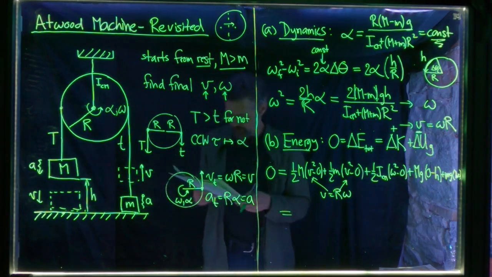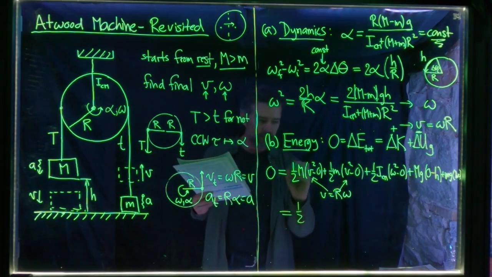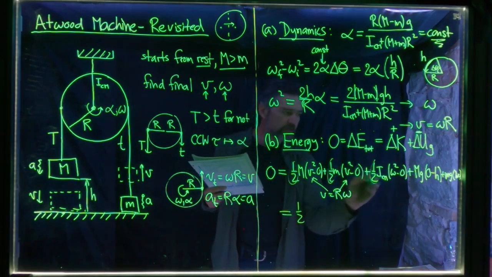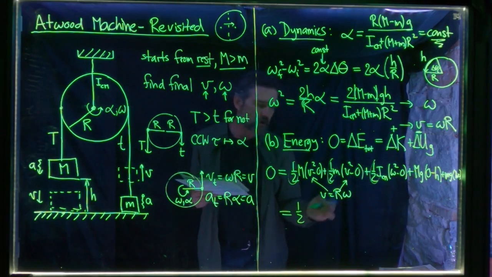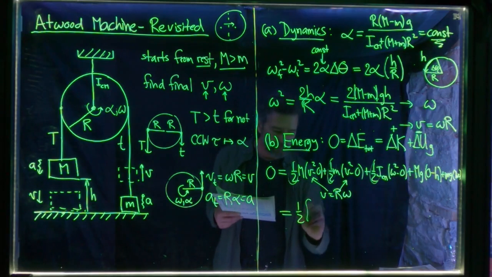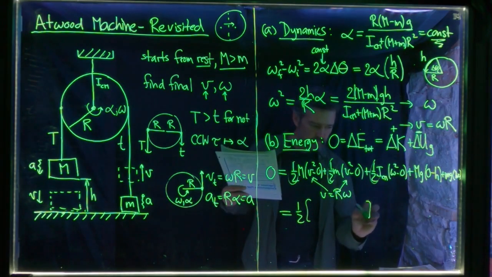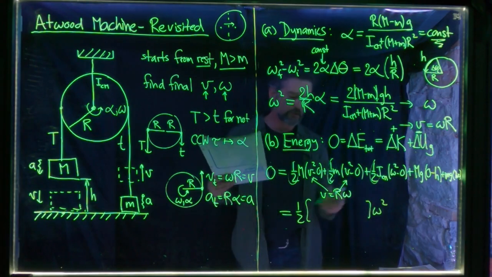Let me actually write it out. What's common to all three of these terms is a factor of a half. There's a half, there's a half, there's a half. And what's also common is an omega squared. So we'll pull that out as well. Okay, so we've pulled out the omega squareds.